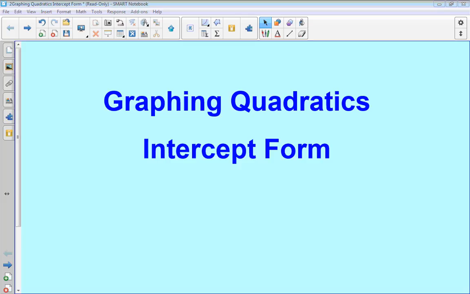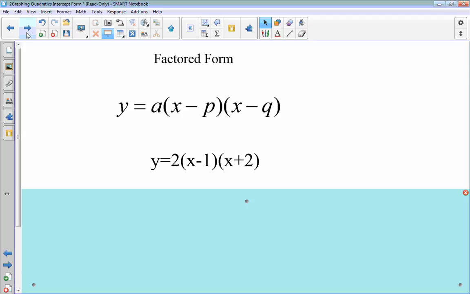Today we're going to learn how to graph quadratics from intercept form. So intercept form is the same thing as factored form. It's just what we get after we do the box and diamond or greatest common factor to something that was in standard form. So for example, we've got this problem here, y equals 2 times x plus 1 times x plus 2. This form, factored form, is the third type of quadratic that we've learned.